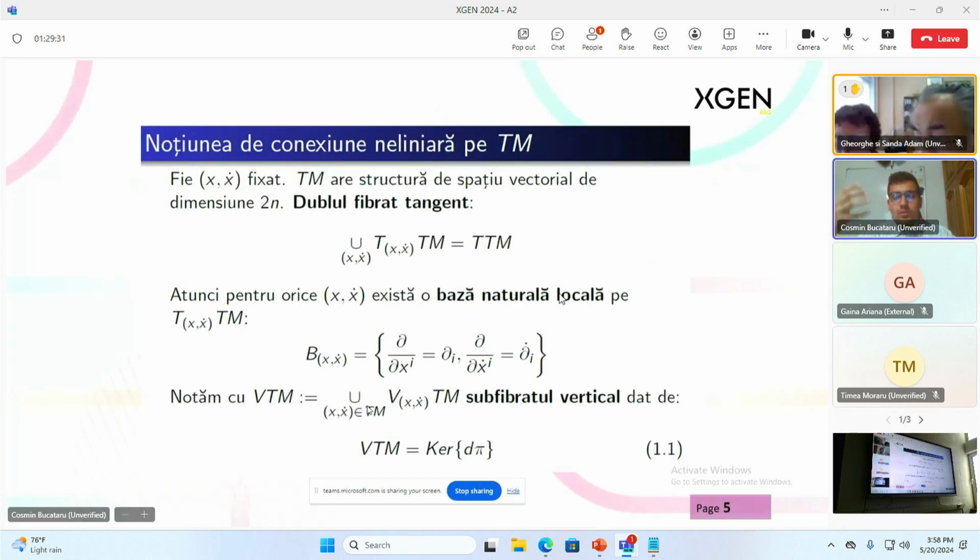Then I want to present the notion of nonlinear connection on TM, and for that we need to present the notion of the double tangent bundle, which was introduced by Professor Radomir Miron in 1989. Another important thing is that for every point there exists a local natural basis of this type. And what is more important now, on this double tangent bundle, we can make a decomposition. But how can we make this decomposition?